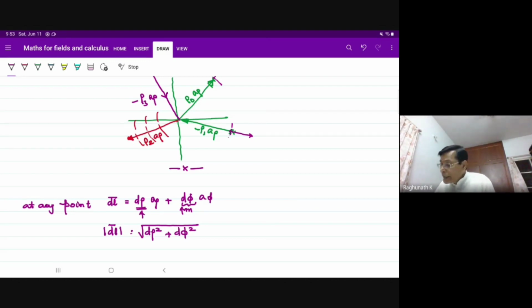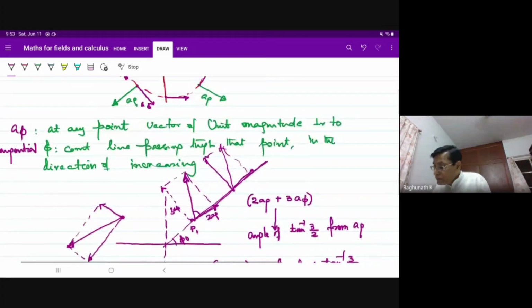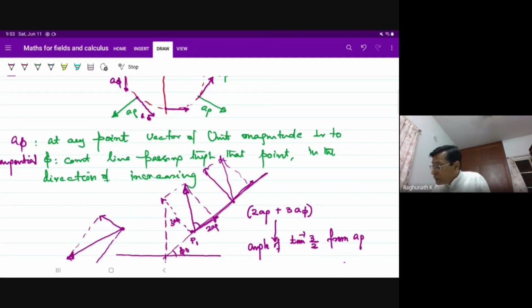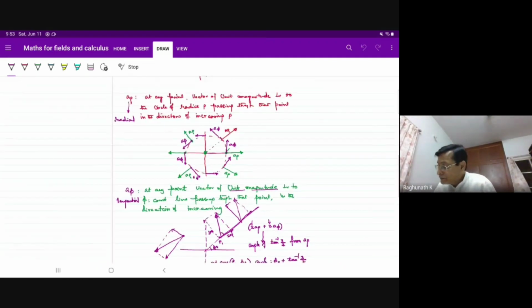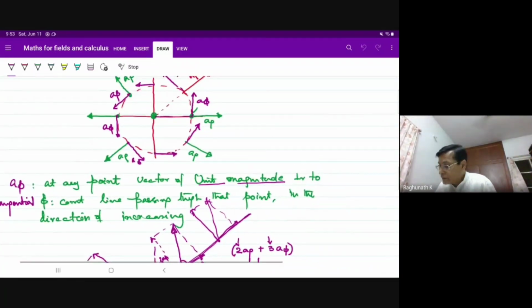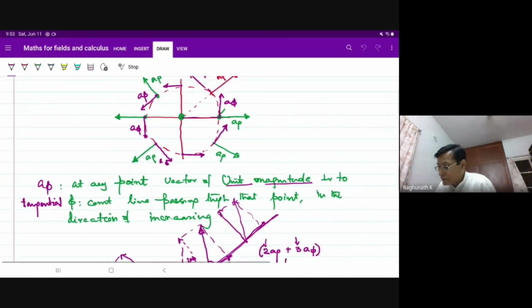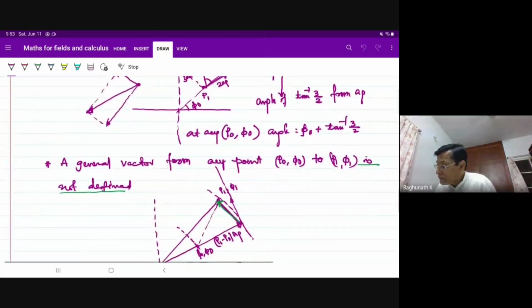Hey, I think you understood this, right? Any vector is rho component constant, phi component constant at any point, unit magnitude vectors, right? Unit magnitude is in meters actually, right? Don't get confused that a phi is in radian. No, it's a unit vector, right? Check it.